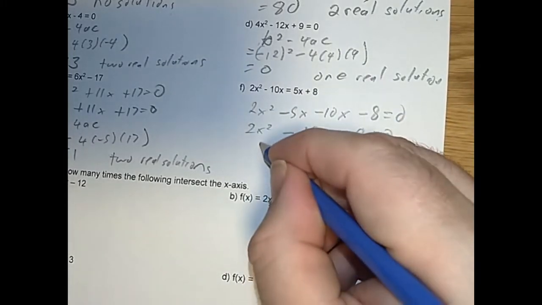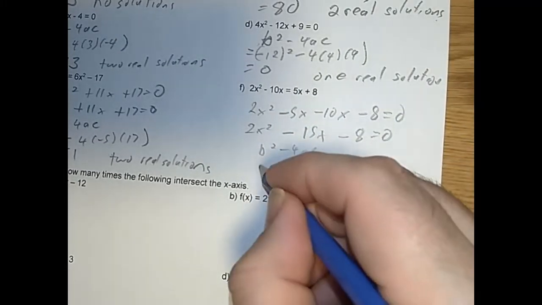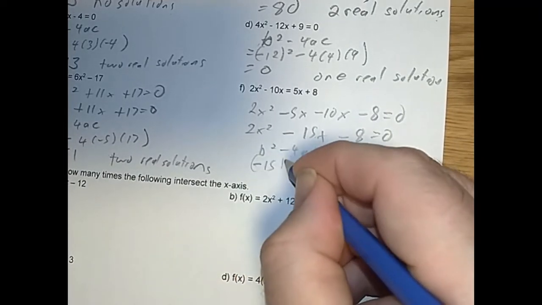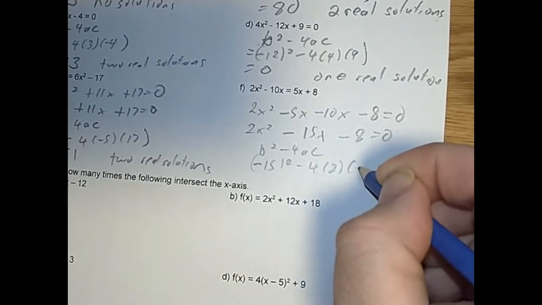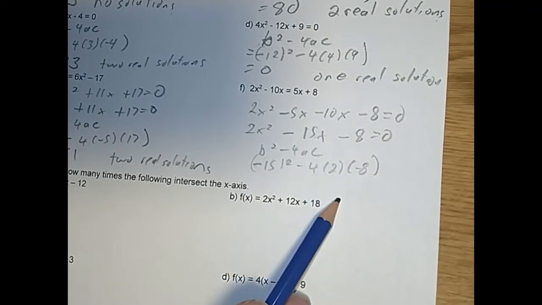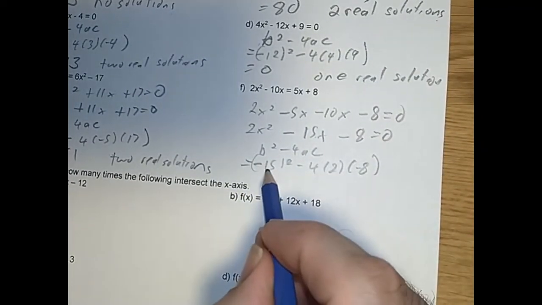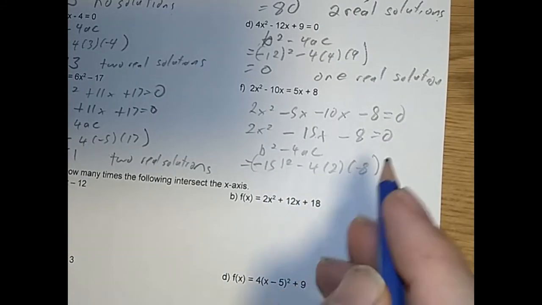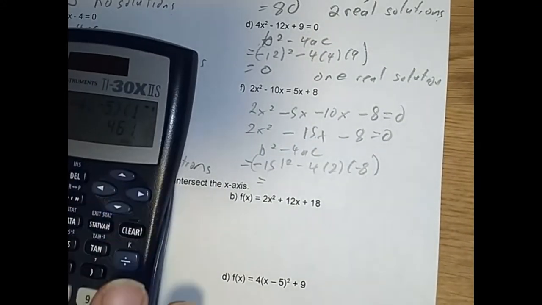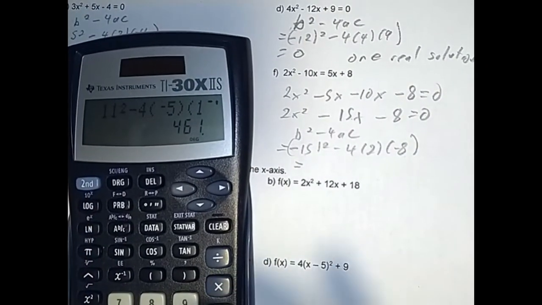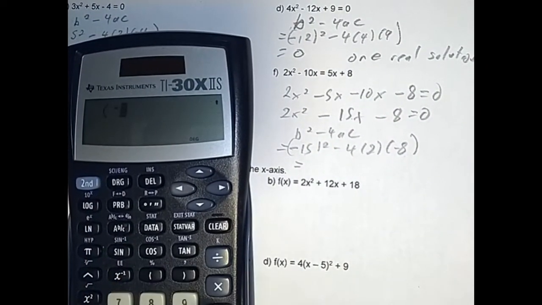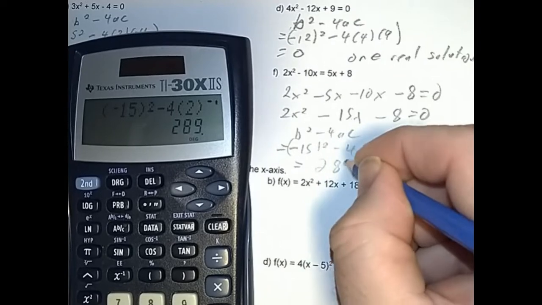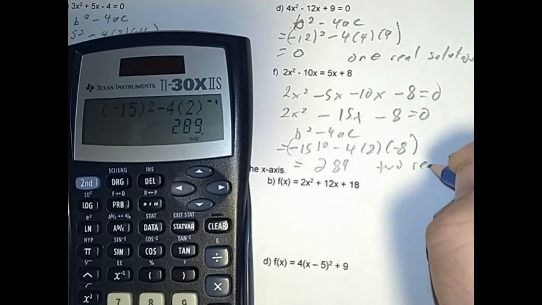So again, b squared minus 4ac. b is negative 15 squared minus 4 times 2 times negative 8. Again, I can tell this is going to have two real solutions because the negative 15 squared is positive and the negative times negative is positive. So it's definitely going to be two real solutions. But let's just put it on the calculator, see what I get. So we get negative 15 squared minus 4 bracket 2 bracket negative 8. 289, and definitely two real solutions because it's positive.